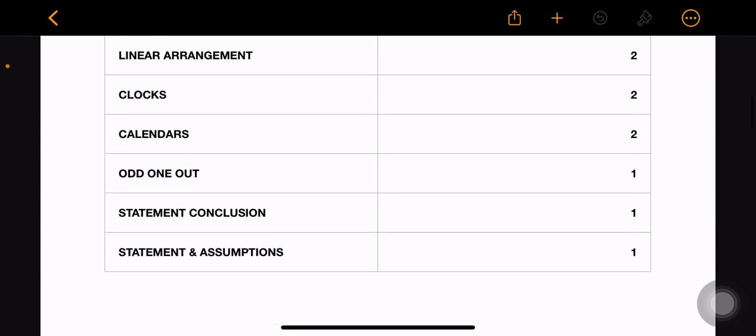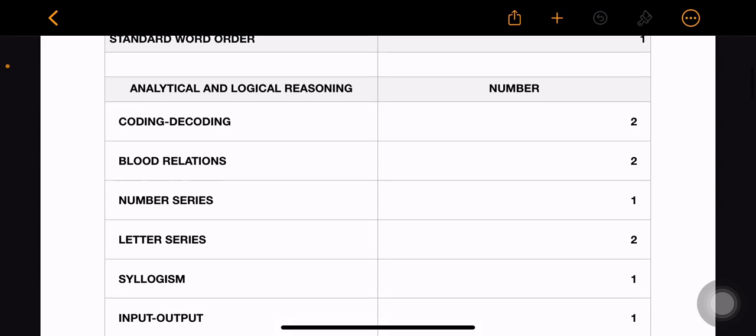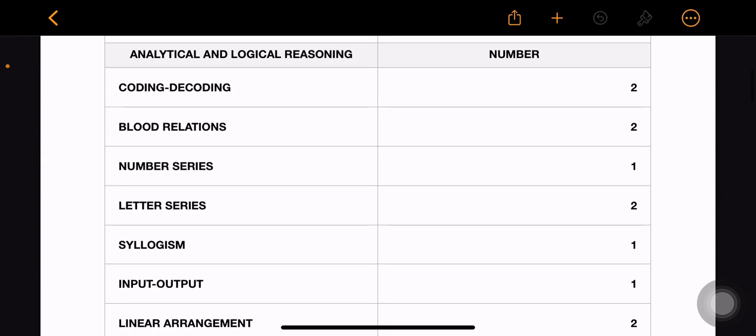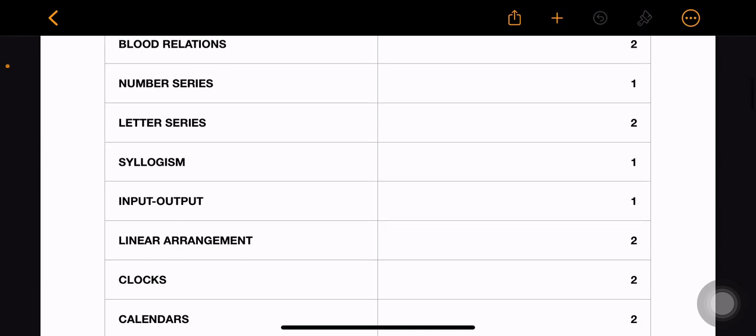Let's come on to the reasoning part. Now, many people will say, sir, the reasoning comes for 20 marks and verbal comes for 15 marks. So I want to tell you that most of the logical reasoning questions, moreover, are tilted towards verbal. You got coding, decoding, 2 questions, blood relation, 2 questions, number series, 1 question, letter series, 2 questions, syllogism, 1, input, output, 1. Now, guys, this is the section that will either make or break. Why? Because you do not need to invest your time in a type of question that consumes more time.